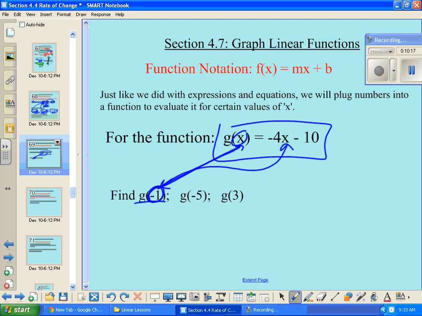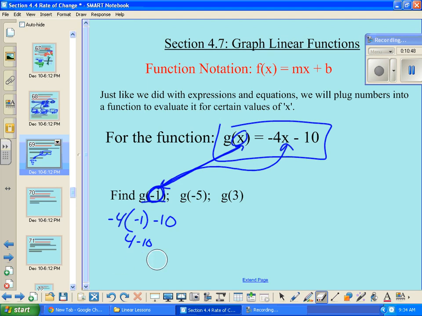So I'm going to take negative 1 and plug it right in there. So negative 4 times negative 1 minus 10. Again, this should look familiar to students. This is something you did way back in chapter 1 and probably in 7th grade and 6th grade and grades before, evaluating expressions like this. But now this is just the way function notation asks us to do that. Negative 4 times negative 1 gives me 4. Minus 10 gives me negative 6.